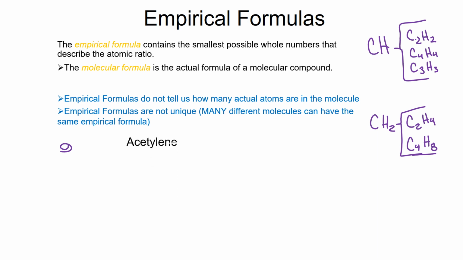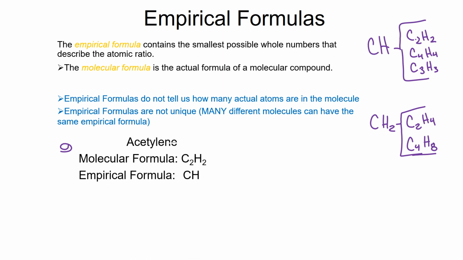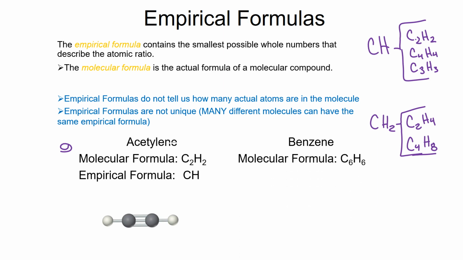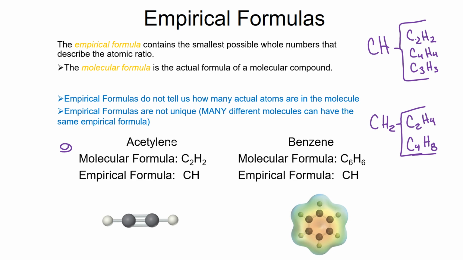So if we look at acetylene, it has a molecular formula of C2H2 and an empirical formula of CH. Benzene also has a molecular formula of C6H6, which is one of the ones I showed earlier, and an empirical formula of CH. But when we look at them molecularly, they're two completely different molecules. So again, our goal today is to define how we determine empirical formulas from experimentation.